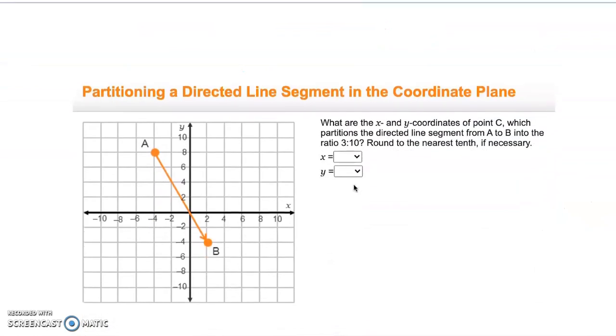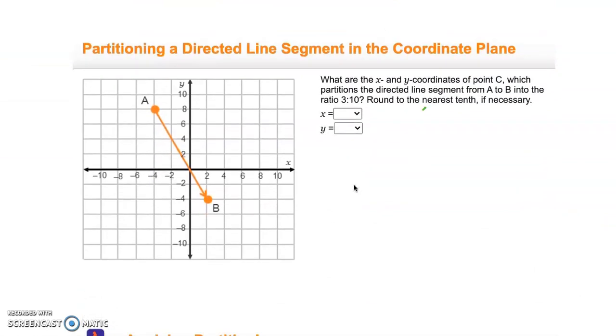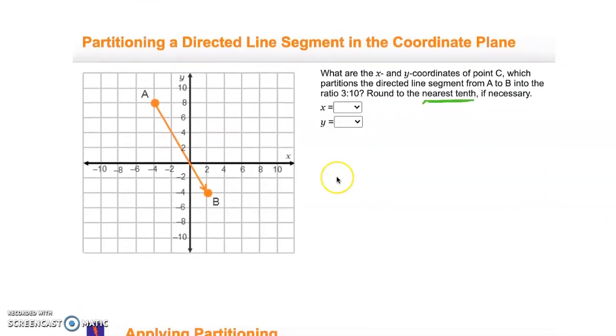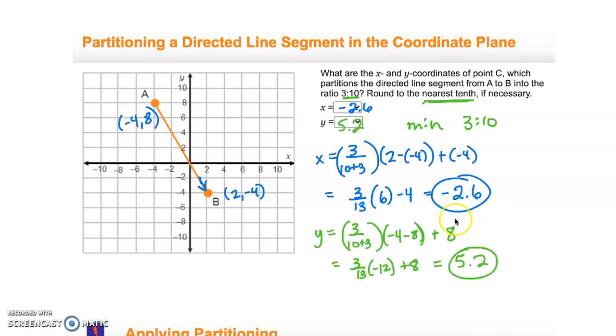So I want you to pause the video and try this one. Again, this is rounding to the nearest tenth. But this one gives you a ratio, 3 to 10. So you've got an m and an n in this case. So pause the video and try to work this one out. All right, rounded to the nearest tenth, you should have got -2.6 and 5.2.